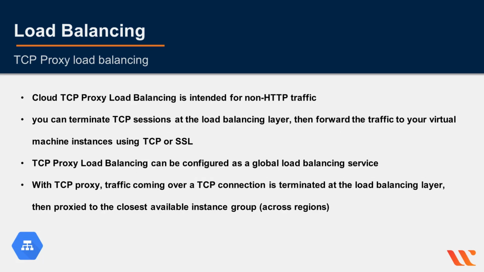Cloud TCP proxy load balancing is intended for non-HTTP traffic. You can terminate TCP sessions at the load balancing layer, then forward the traffic to your virtual machine instances using TCP or SSL. TCP proxy load balancing can be configured as a global load balancing service. With TCP proxy, traffic coming over a TCP connection is terminated at the load balancing layer. It's then proxied to the closest available instance group.